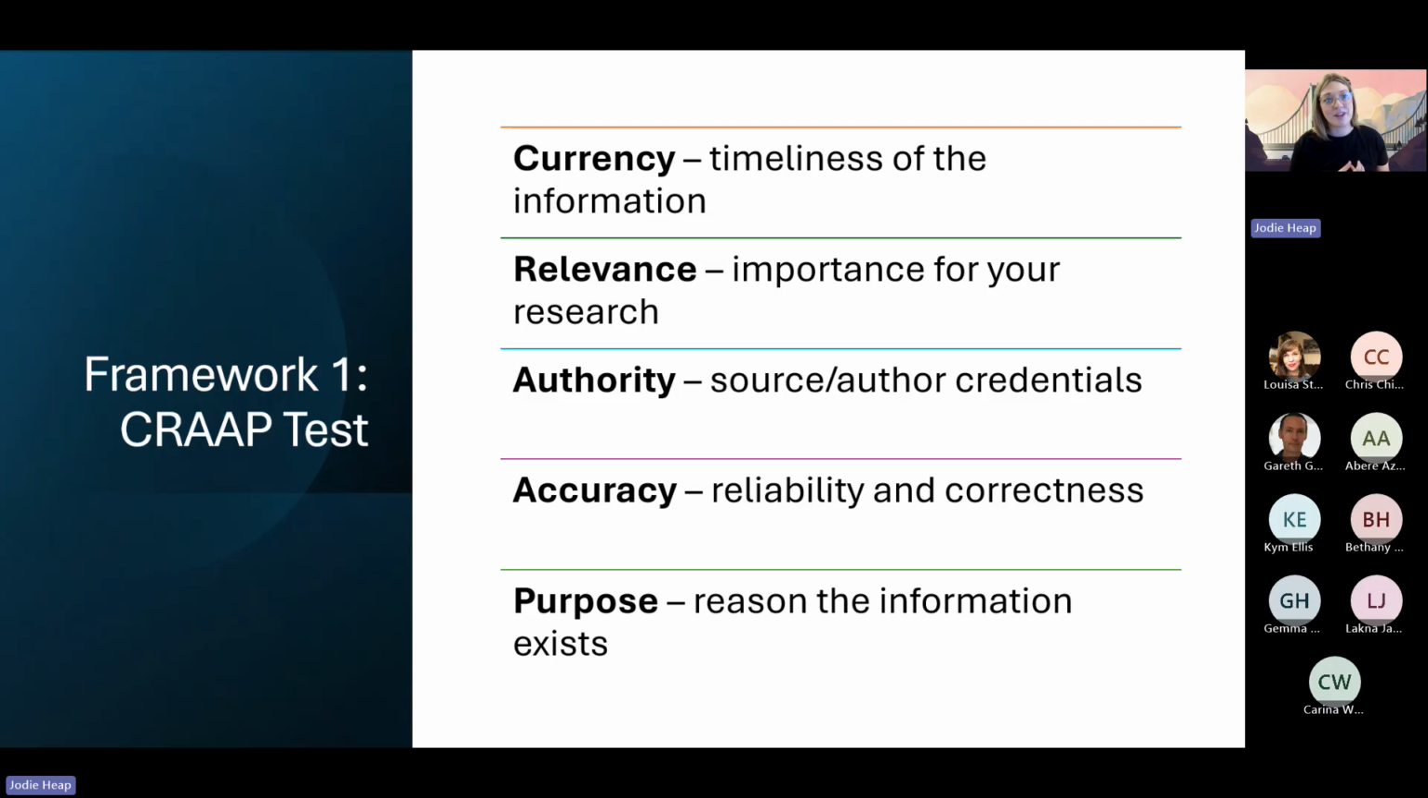Next is looking at the relevance. Perhaps the title appeared relevant to me, but actually when I get into the abstract or the specifics of the information, it doesn't actually meet my needs for my information search.